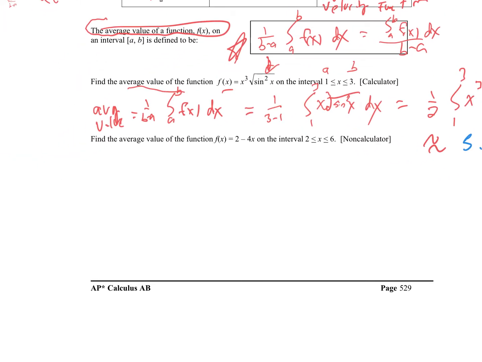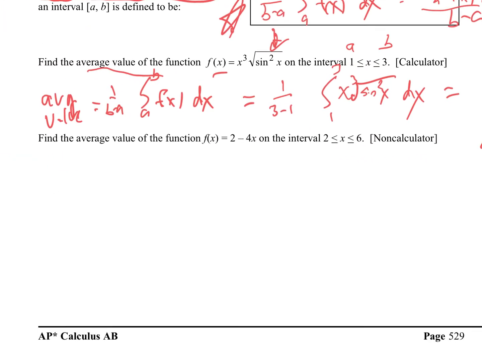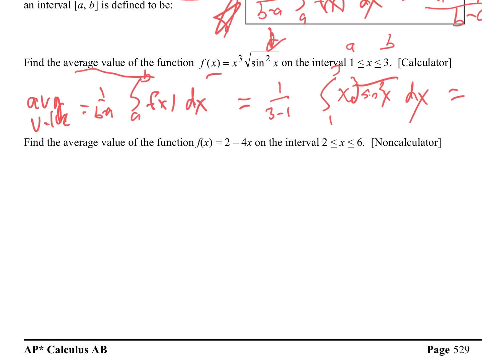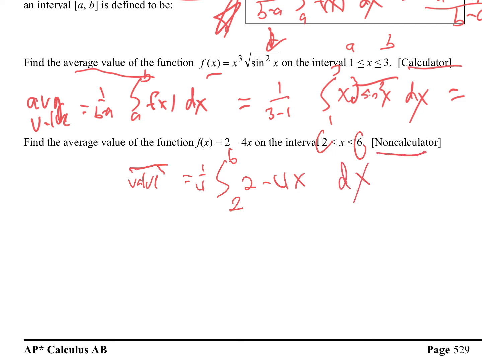Let's do another problem. This one looks like we could probably integrate. Find the average value. I need my 1 over b minus a. This time it's 6 minus 2. That's 4. 1/4 times the integral from 2 to 6 of 2 minus 4x dx. This one says non-calculator. The last one said calculator. Makes sense. I couldn't do that one by hand, but non-calculator, I can do this.